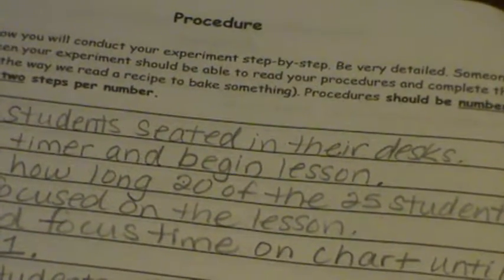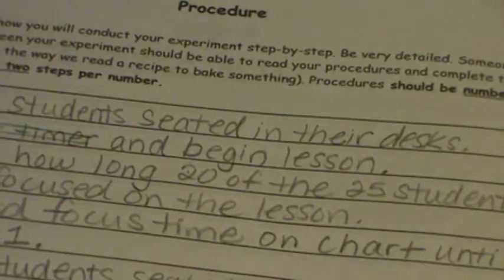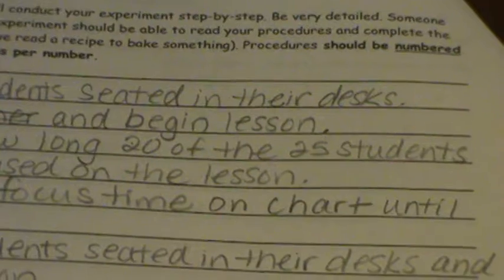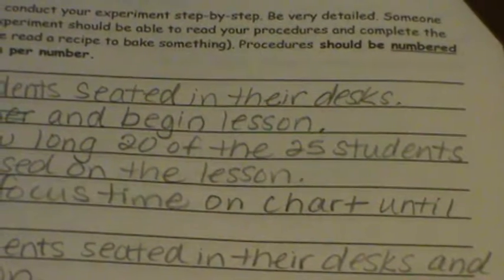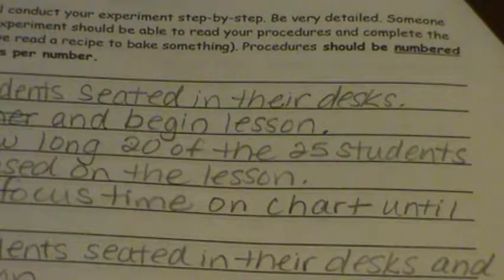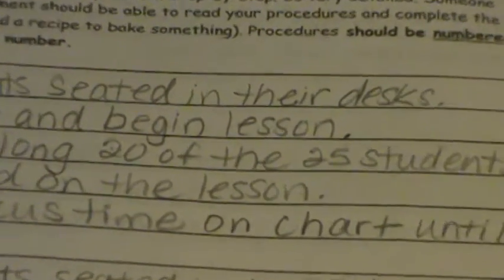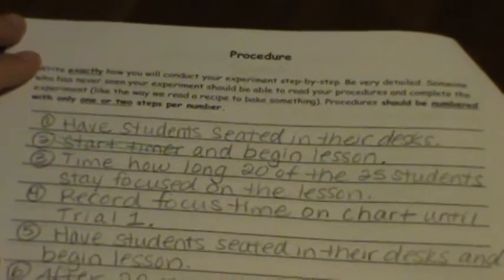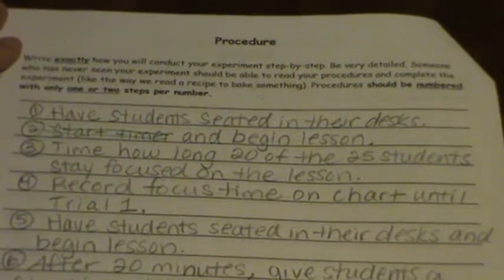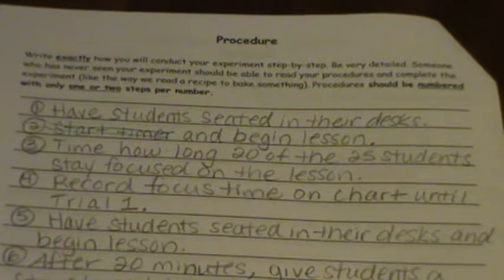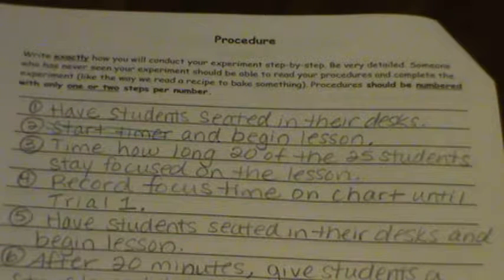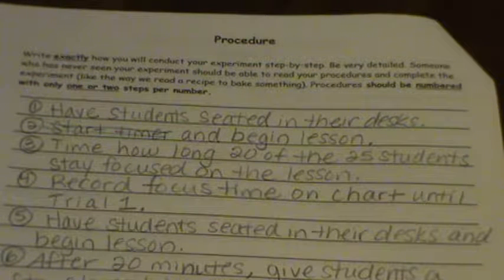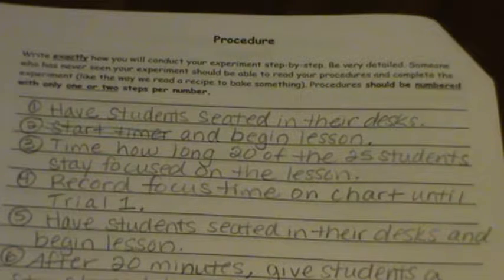to have students seated in their desk and then begin the lesson. And then after 20 minutes, because my students can focus for 20 minutes, I am going to start recording the time. So that way, I know that all of my students have already been asked and required to focus for 20 minutes on the lesson. And then see, okay, so after 20 minutes of the lesson, how long can they focus after that if they don't have a brain break? Or, how does that affect?